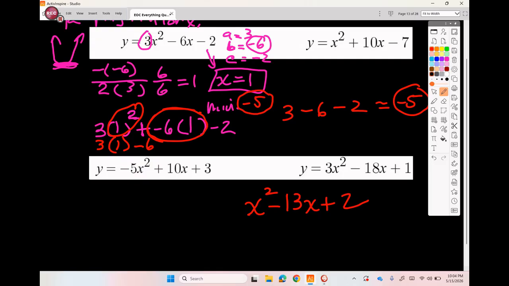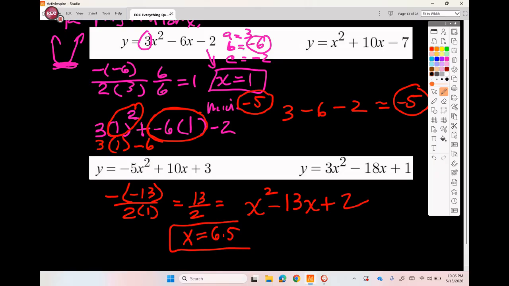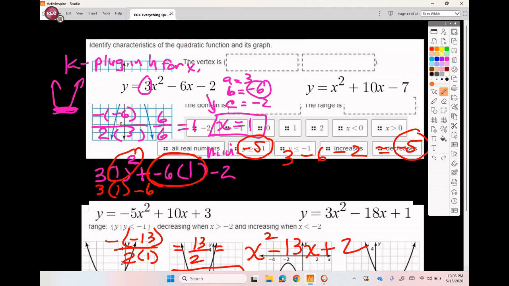So negative b over 2 times a. In this case, you get 13 over 2, which is 6.5. So x equals 6.5. That is a perfectly reasonable axis of symmetry. If it's a 0.5, you're usually fine. All right, once it gets to a crazy decimal, you probably did something wrong. All right, let's keep it going here.